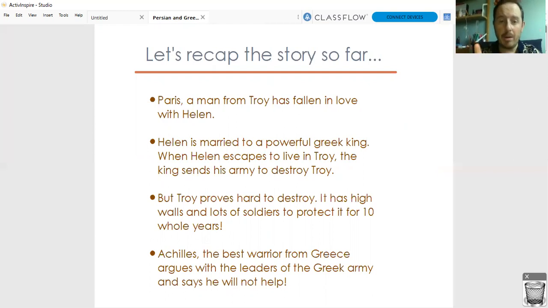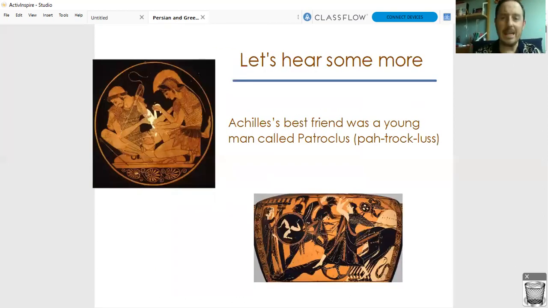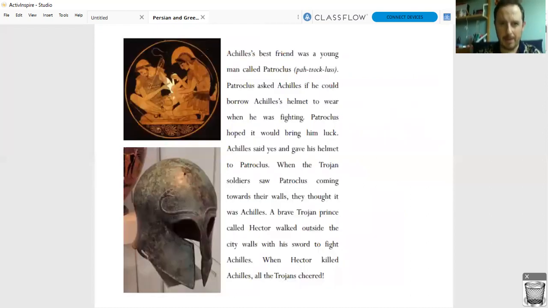For 10 years, Achilles, the best warrior from Greece, argues with the leader of the Greek army. He says, I'm not going to help you anymore. You've annoyed me. Now, after 10 years, Achilles' best friend was a young man called Patroclus. And Patroclus was also a soldier in the Greek army. He wanted to borrow Achilles' armor because he thought, maybe if I wear his helmet, his armor, it will bring me luck. So Patroclus borrowed it. Achilles said yes, and he gave his distinctive helmet to Patroclus.